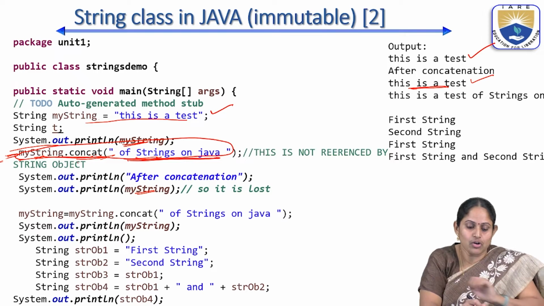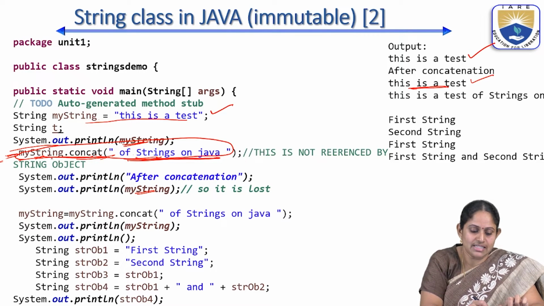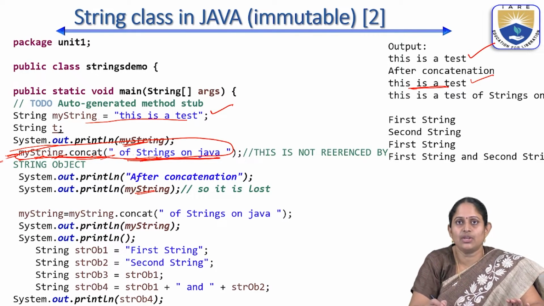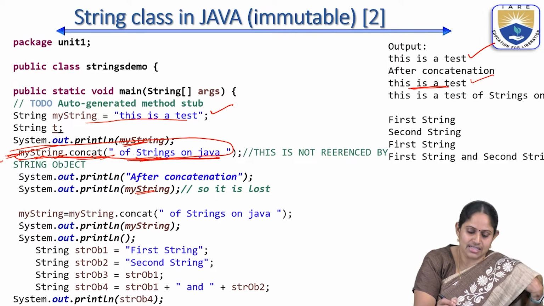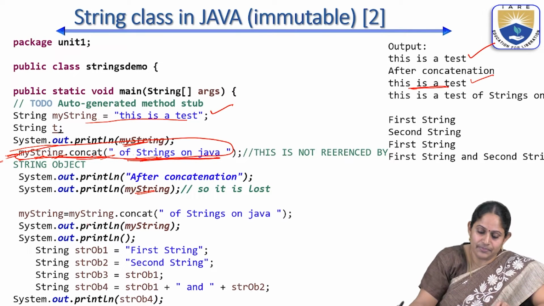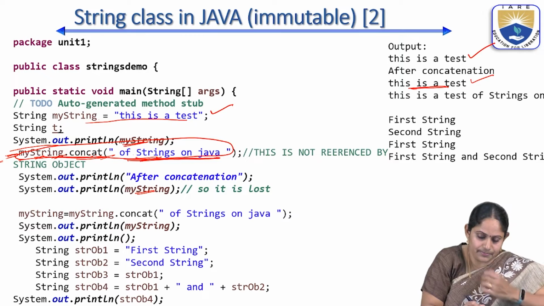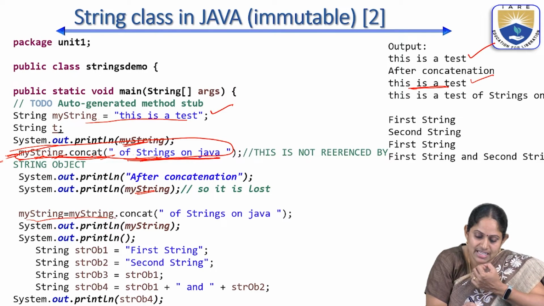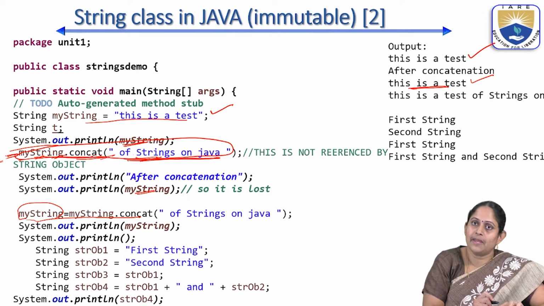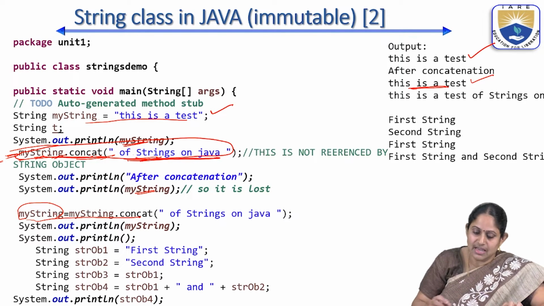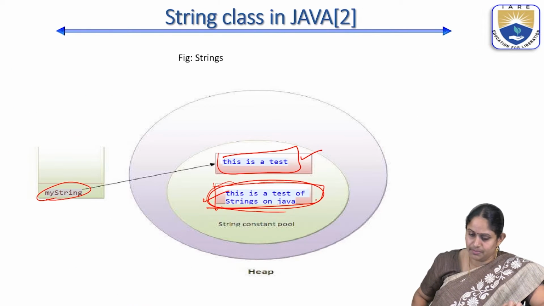When we concatenate these two strings, an entirely new string is being created and stored in the memory pool. But since in our program it is not being referenced by any other reference, we are not able to access it. Now what we are doing is concatenating the two and referring to it by the same memory reference. So what happens when this statement is executed?